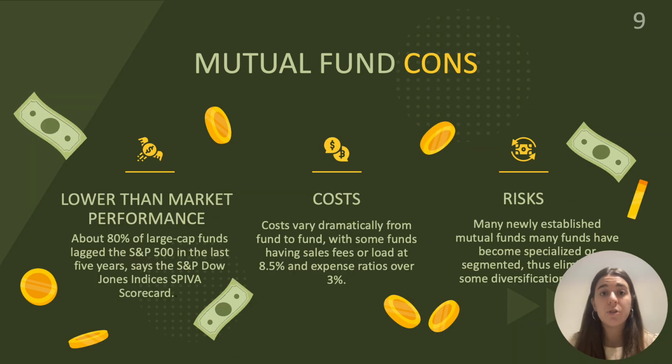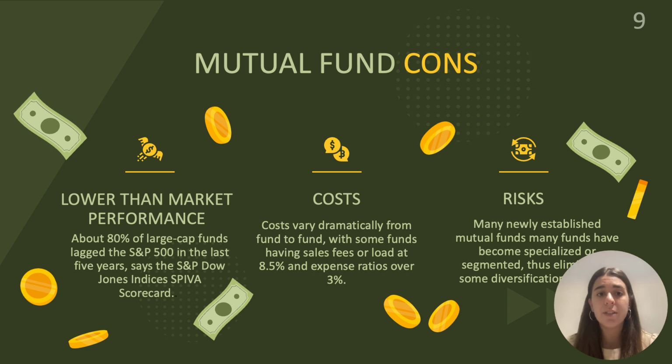However, there are also some disadvantages to investing in mutual funds. The first one being lower than market performance. About 80% of large cap mutual fund managers lagged the S&P 500 in the last 5 years, so it can be hard to find effective fund managers. Additionally, there are also some cost disadvantages, including having sales fees or load at 8.5% and expense ratios at 3% for some mutual funds, thus making it hard to justify those underperformances.